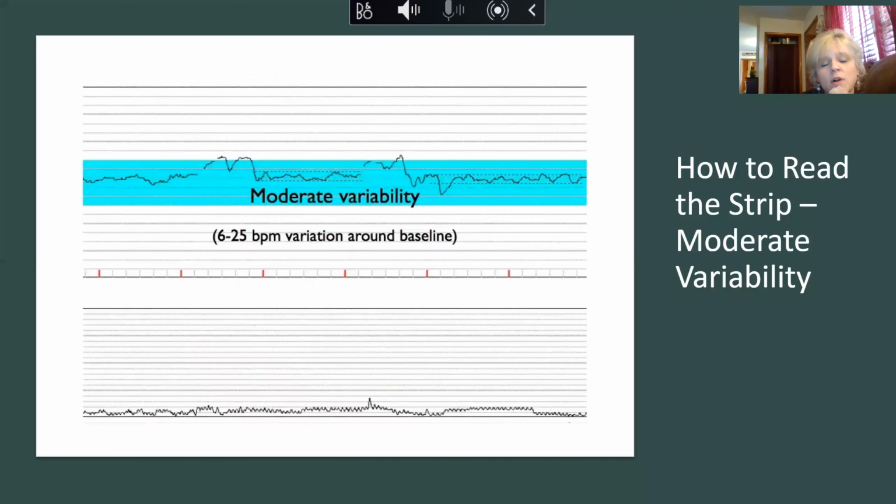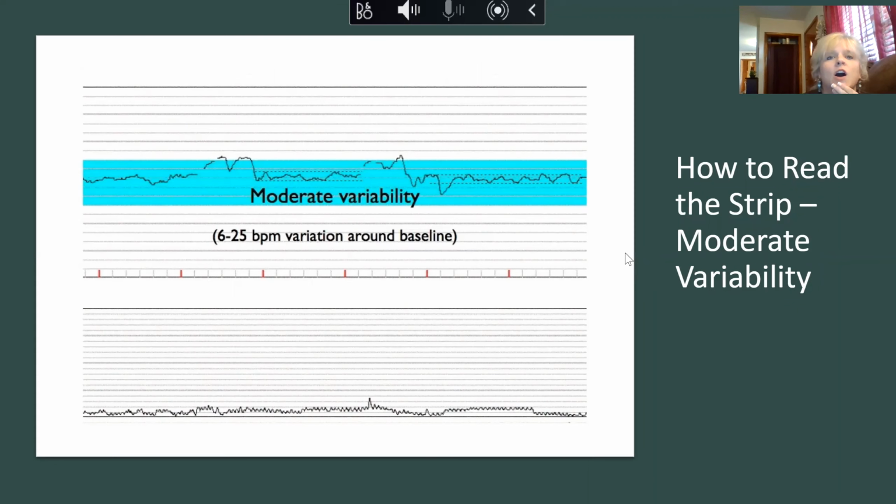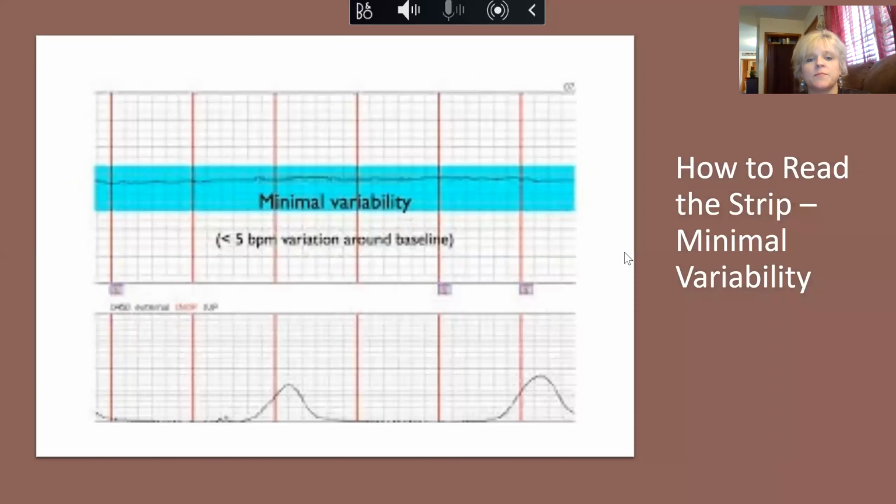So here's an example on the screen of moderate variability. You can see the baseline heart rate right around here, and then you can see that there's some fluctuations. The technical definition is 6 to 25 beats per minute variation from the baseline. So that's what moderate variability looks like. Okay, so compare that with this slide.